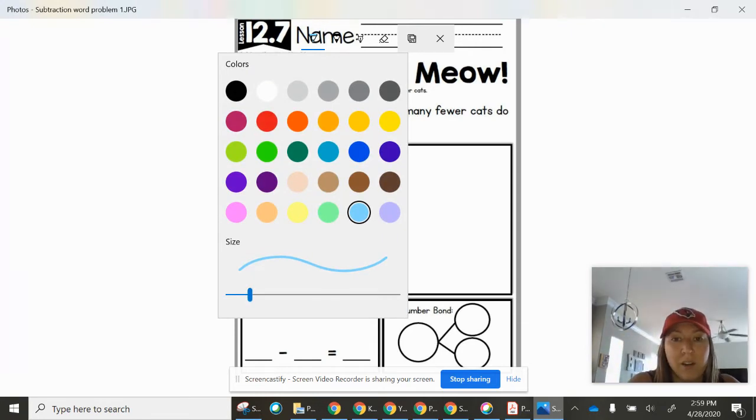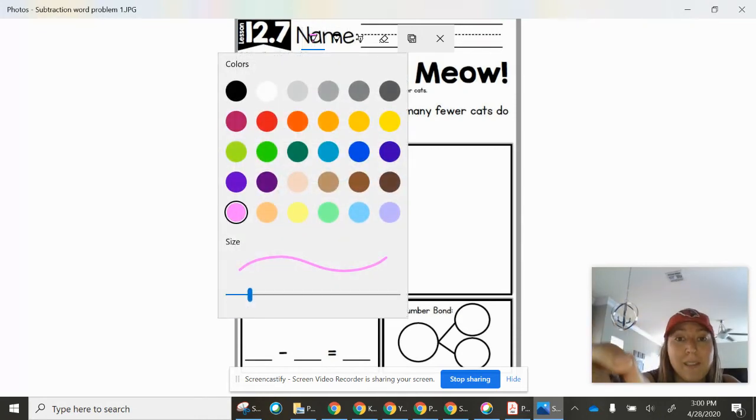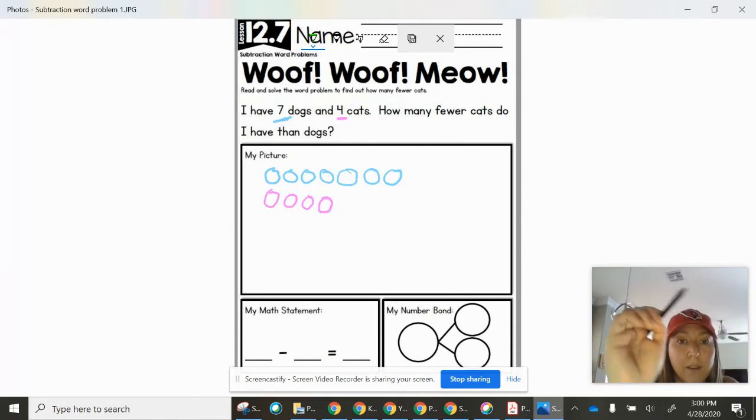Then I'm going to change the color. My cats, let's make those pink. So I have how many cats? Right here it says I have 4 cats. So right under these 7 circles, I'm going to draw 4 so that they line up. 1, 2, 3, 4. Okay, and then I'm going to change to a completely different color. Let's go to green. Okay, so I have 7 dogs. Here's my 7 dogs on the top and 4 cats. How many fewer cats do I have than dogs?